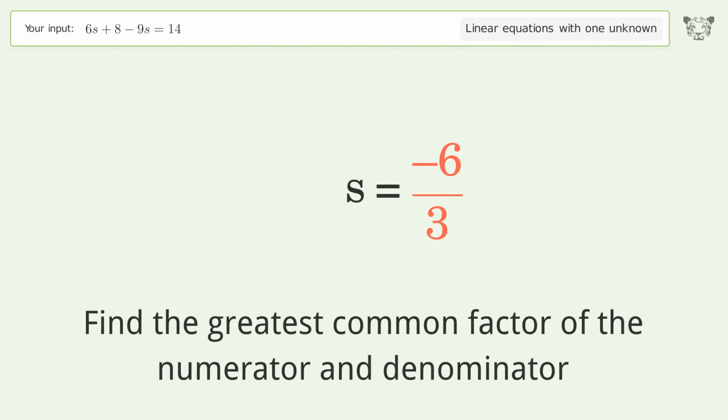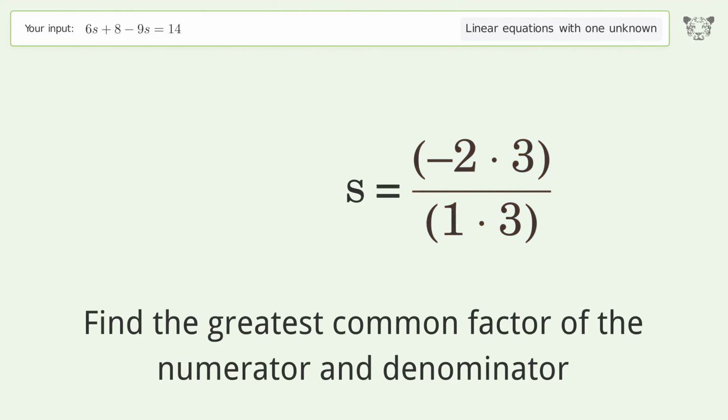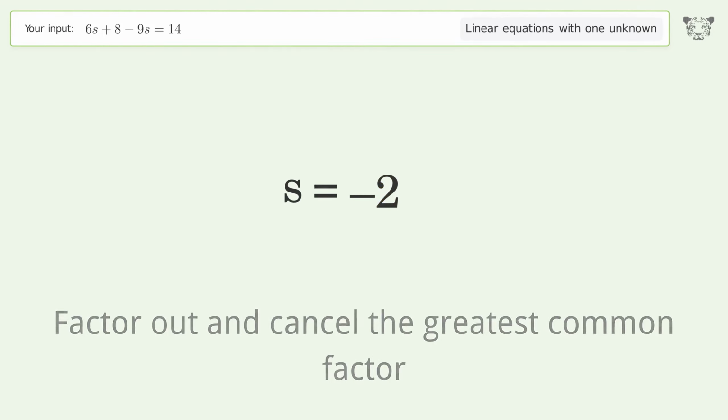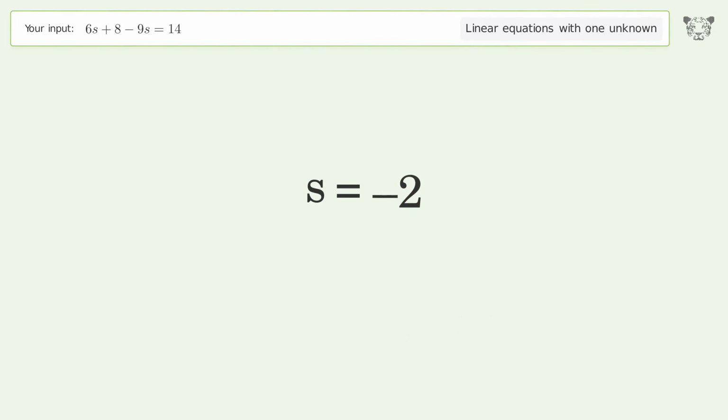Find the greatest common factor of the numerator and denominator. Factor out and cancel the greatest common factor. And so the final result is s equals -2.